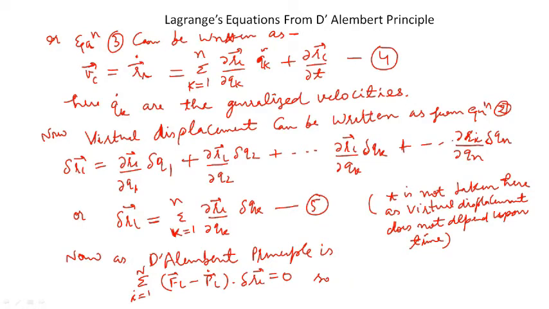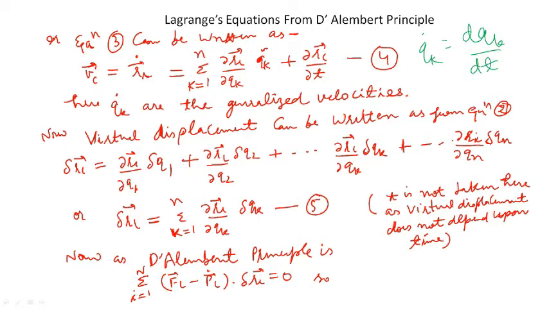Now equation number 3 can be written as dRi over dt. You know that it is equal to Vi, or you can write it as Ri dot. It will be sigma k from 1 to small n del Ri over del Qk into Qk dot, where Qk dot is equal to dQk over dt, plus del Ri over del t. Here Qk dot are the generalized velocity terms.